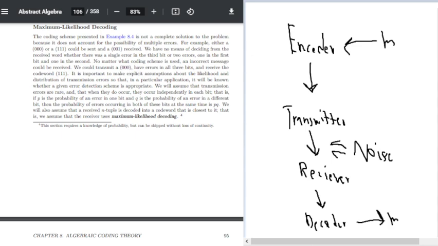It is important to make explicit assumptions about the likelihood and the distribution of transmission errors so that, in a particular application, it will be well known whether a given error detection scheme is appropriate. We will assume that transmission errors are rare, and that when they do occur, they occur independently in each bit. That is, if p is the probability of an error in one bit, and q is the probability of an error in a different bit, then the probability of errors occurring in both of these bits at the same time is p times q. We will also assume that a received n-tuple is decoded into a code word that is closest to it. That is, we assume that the user uses maximum likelihood decoding.